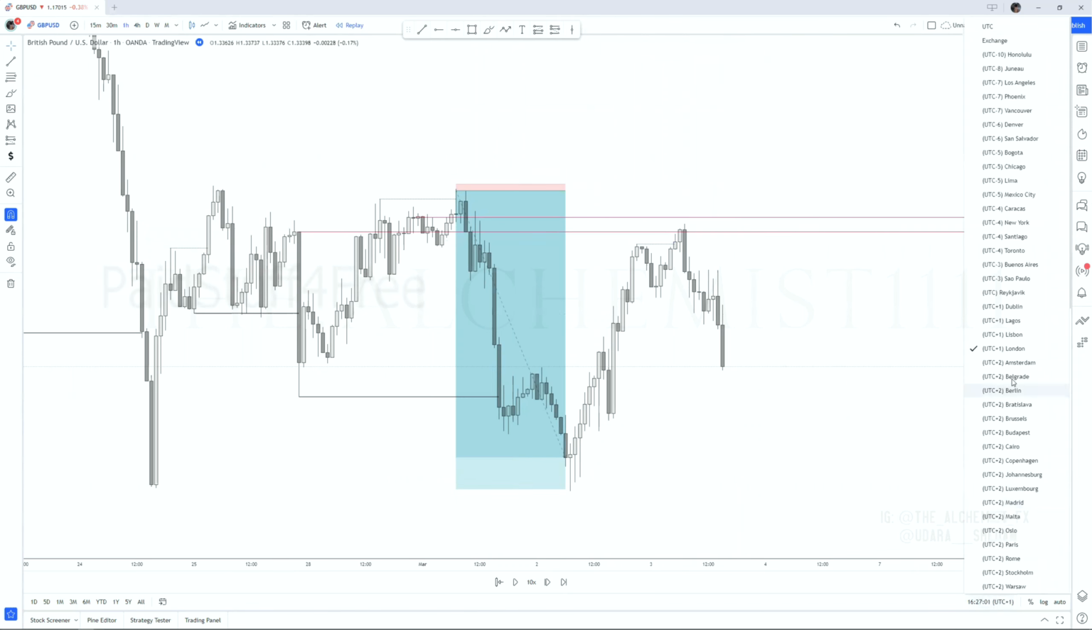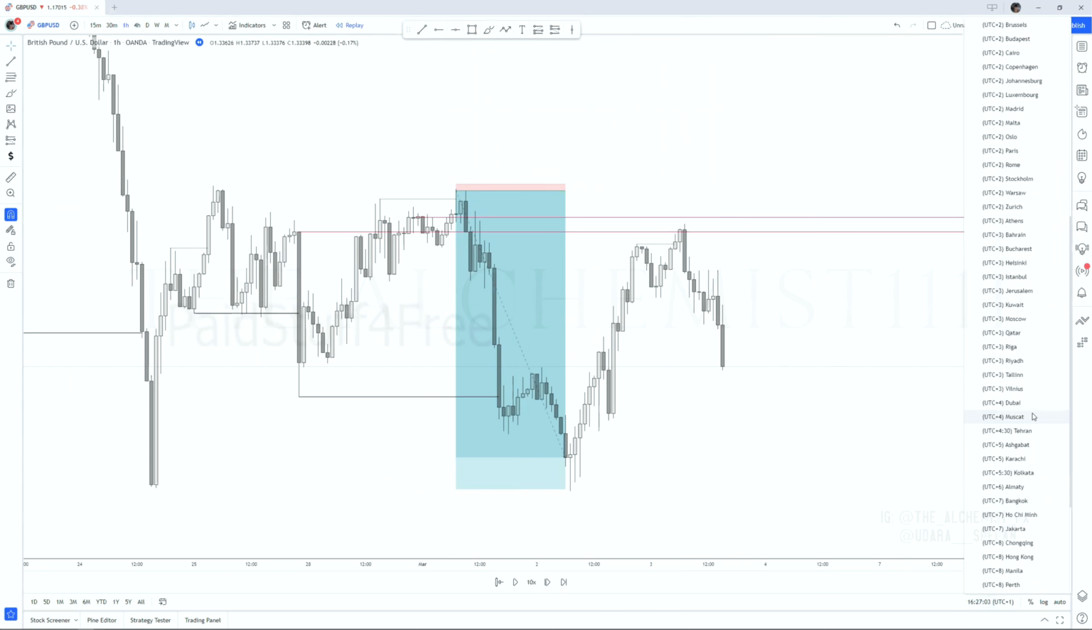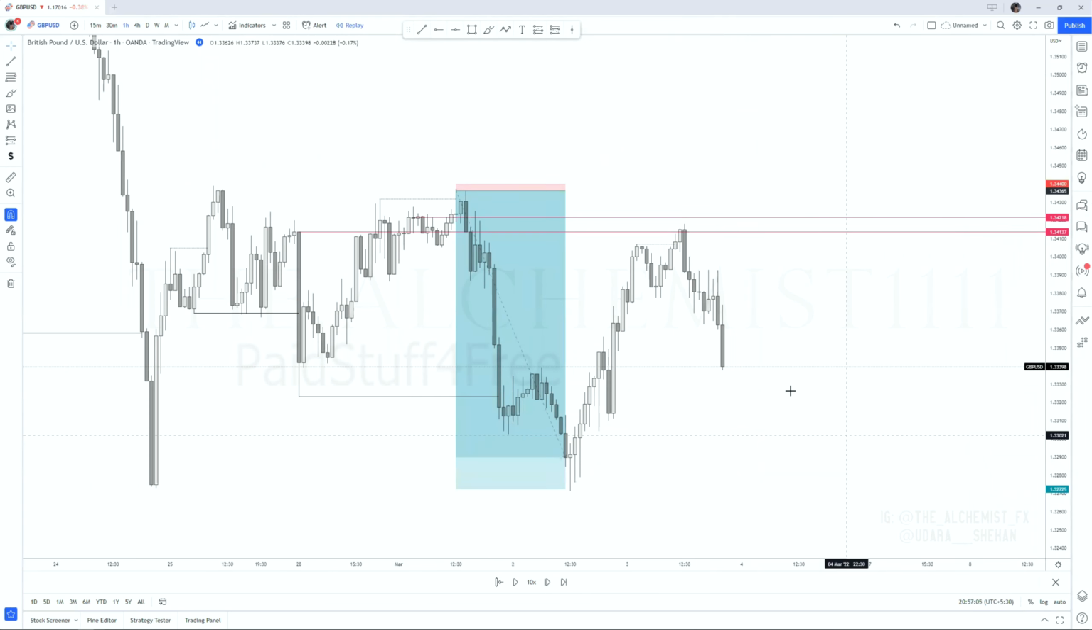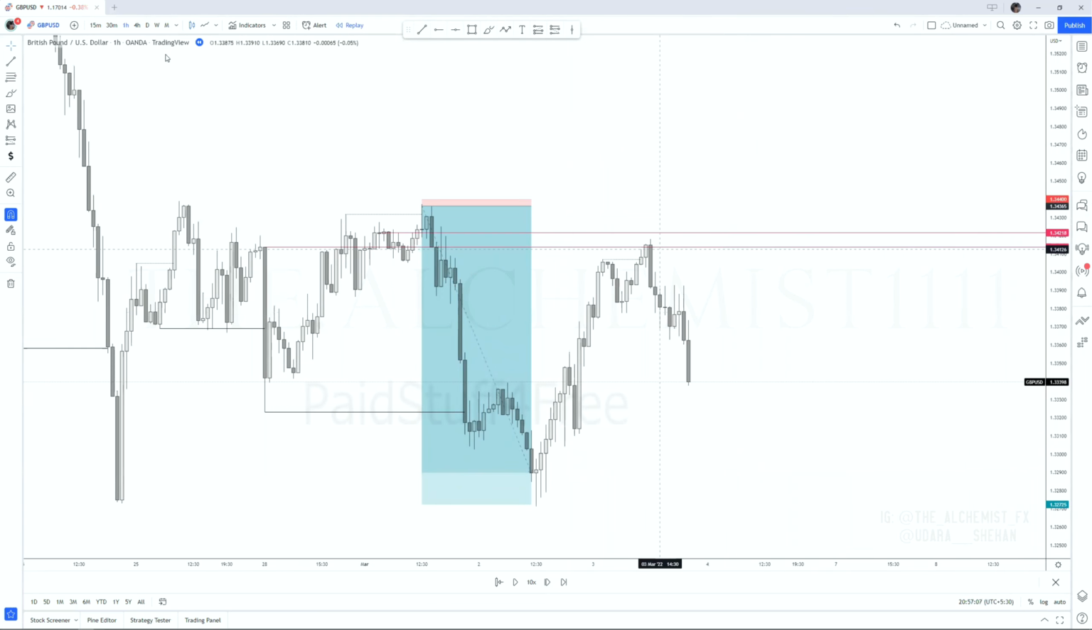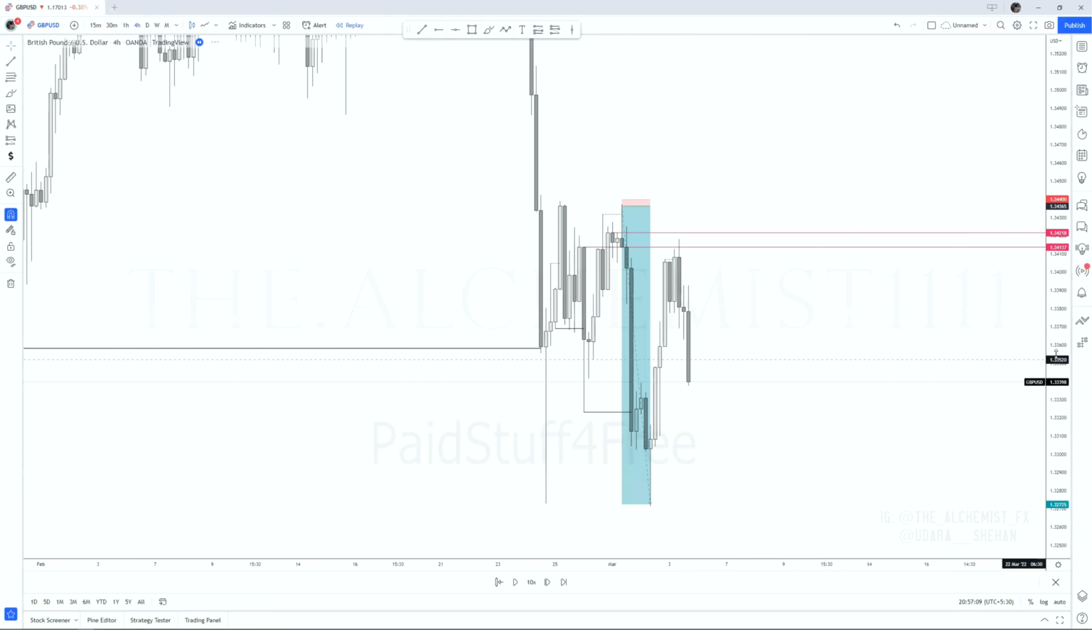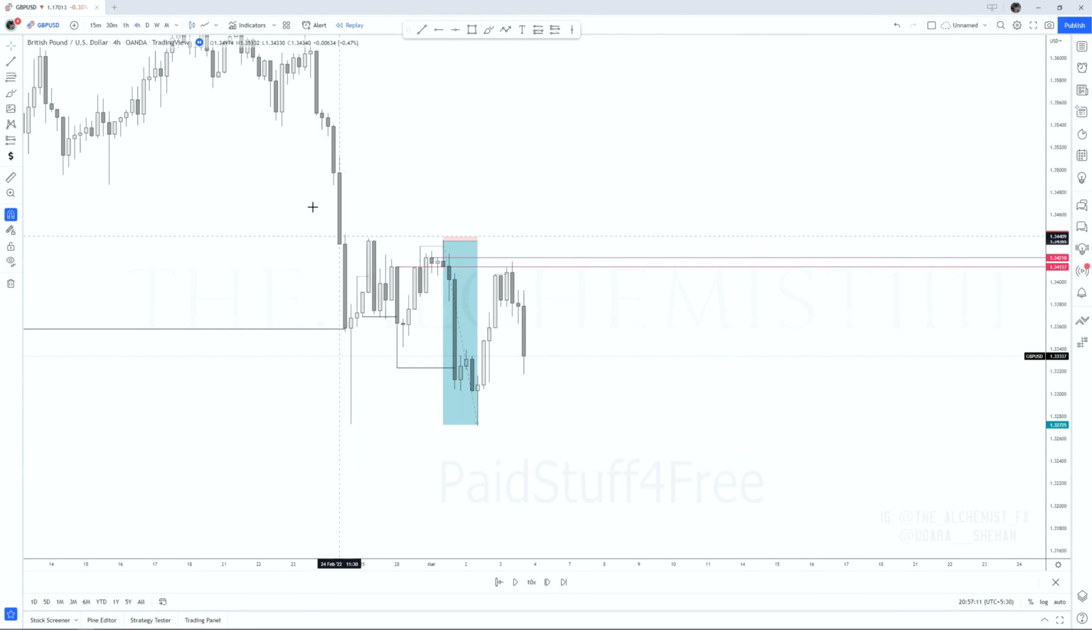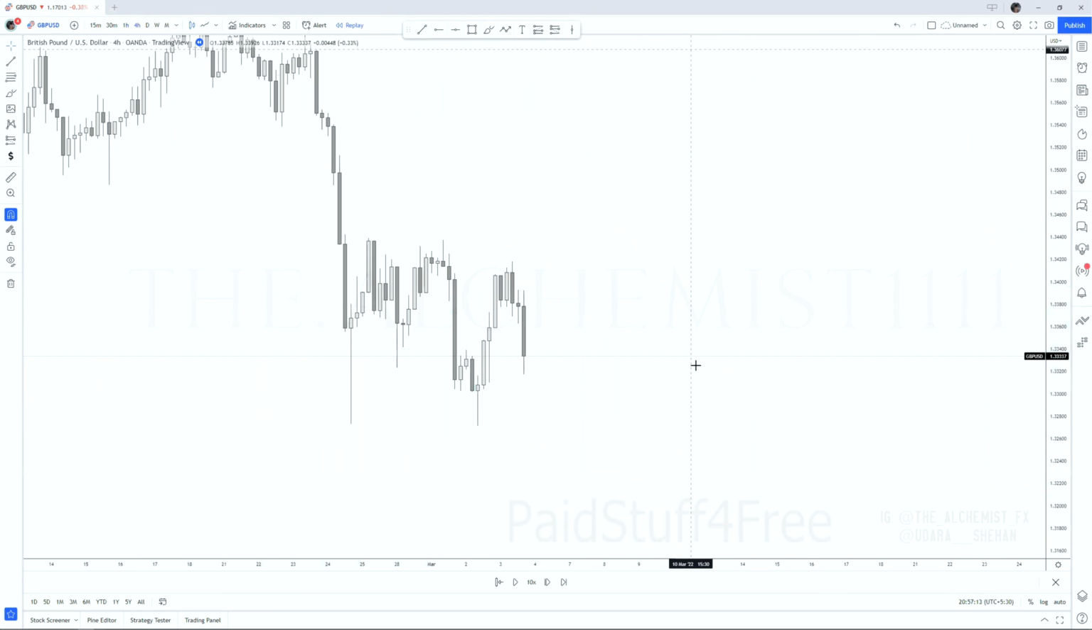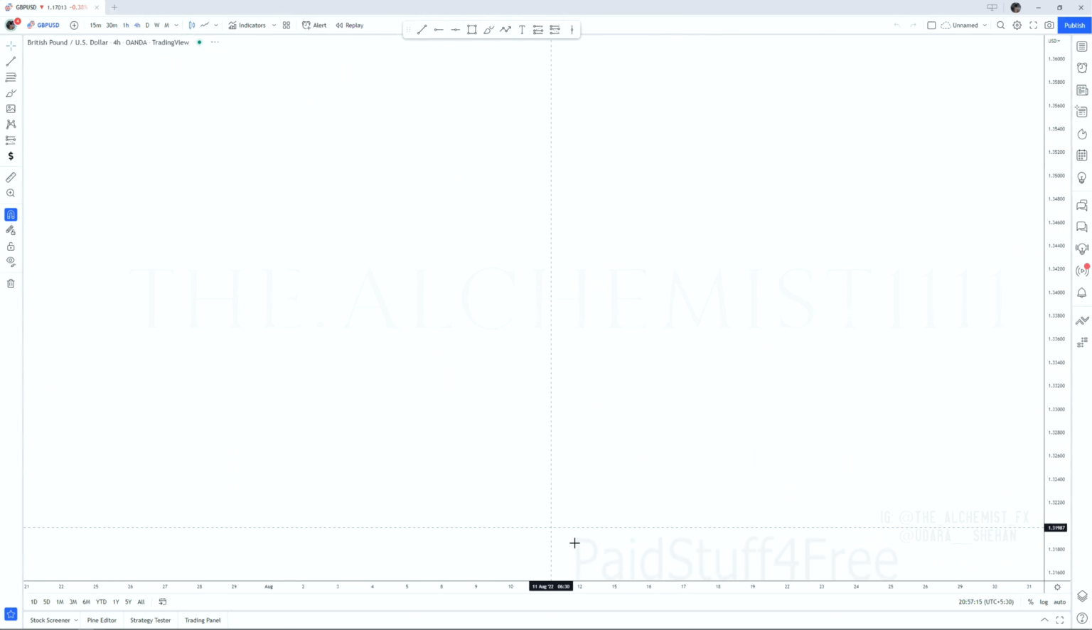So let's talk about the timing factor later. But yeah, that is what happens. See, it taps right into it and then it starts to drop. So that's another rejection block. Let me show you more examples because it's very important.